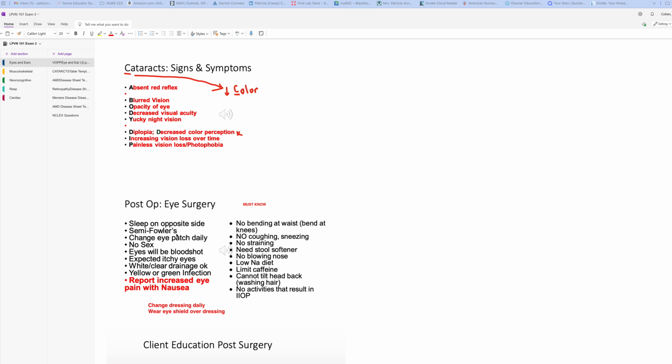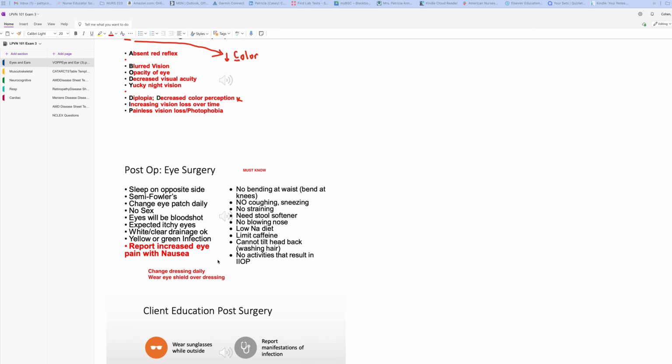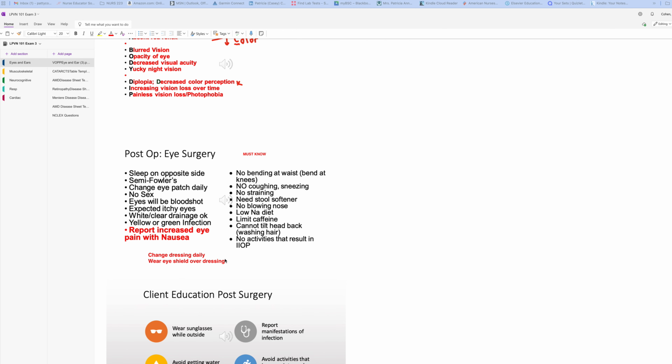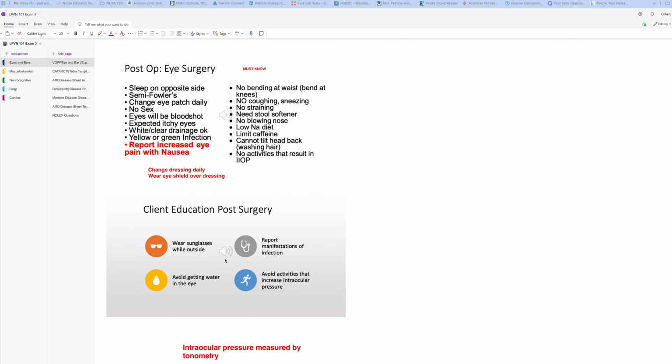No coughing, sneezing, vomiting, straining. So everybody needs a stool softener, and that's going to be a common theme in med-surg in a lot of different conditions. Low sodium diet to help decrease intraocular pressure. Limit caffeine. Cannot wash their hair, cannot go in the shower probably in the beginning. In other words, they can't tilt their head back. Okay? No activities that result in increased intraocular pressure.